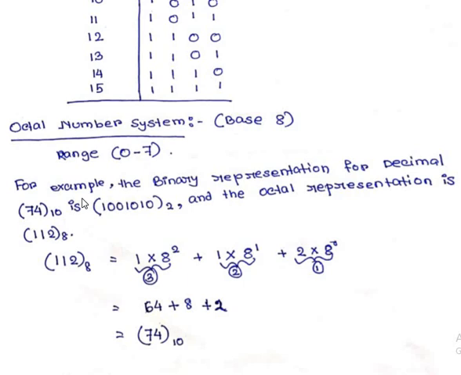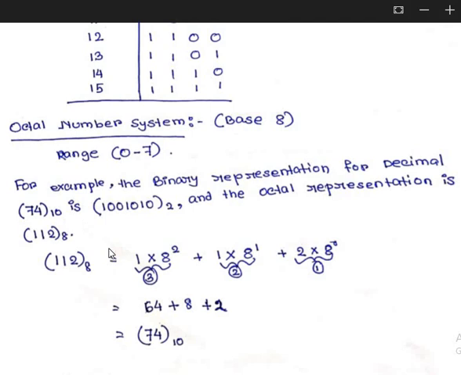So next, I am just going to convert an octal number to its equivalent decimal number. As we can see, here the number base is 8. Here the result number base is 10. So what I am going to do is convert an octal number to its equivalent decimal number.